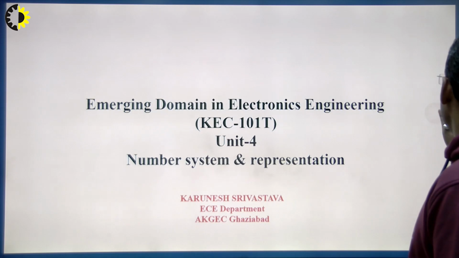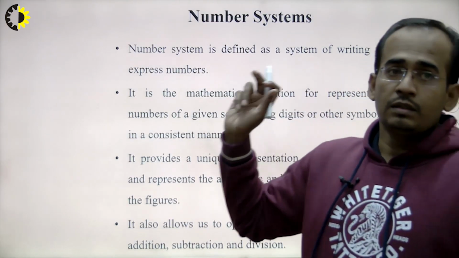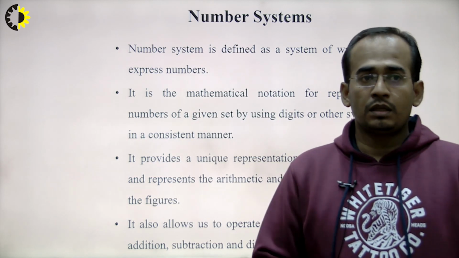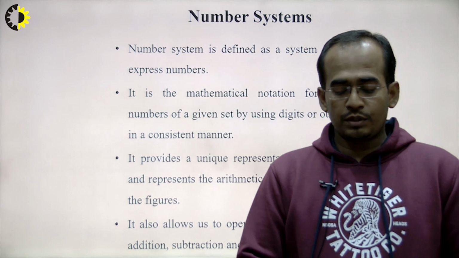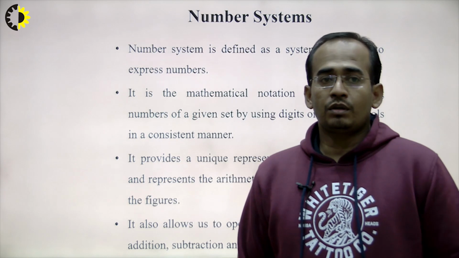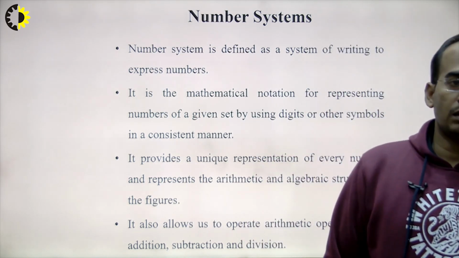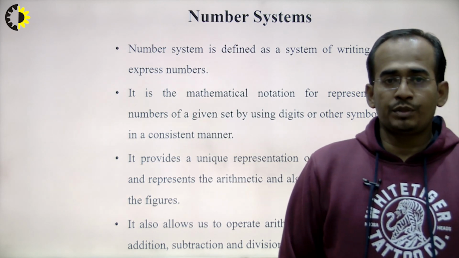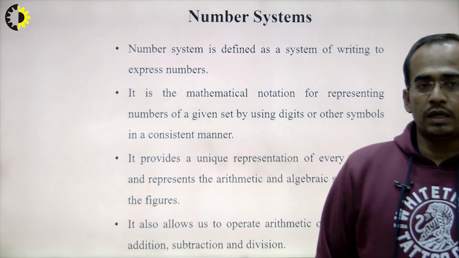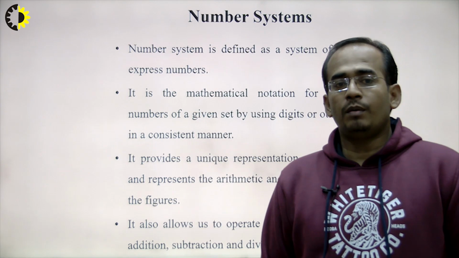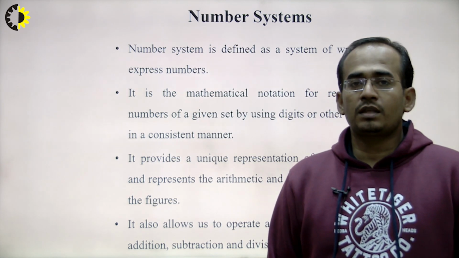So, first of all I will see what a number system is. A number system is defined as a system of writing to express numbers. It is a mathematical representation or notation for representing numbers of a given set by using digits or other symbols in a consistent manner. It provides a unique representation of every number and represents the arithmetic and algebraic structure of the figures. It also allows us to perform arithmetic operations like addition, subtraction and division.